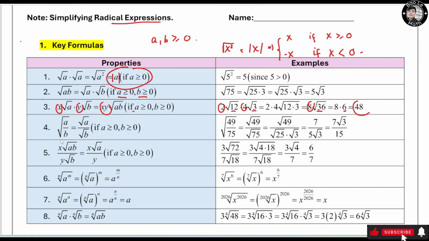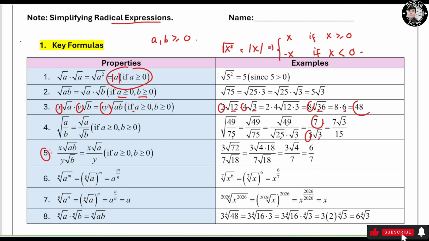Similarly, I have root a divided by b. It's going to be root a over root b. So suppose we have root 49 over 75. It's going to be root 49 over root 75. It's going to be root 49 over root 25 times root 3. Root 49 equals 7. Root 25 equals 5, and we have root 3 right here. Now we're going to multiply the top and bottom by root 3. So that's why we have 7 root 3 over 5 times 3 equals 15.